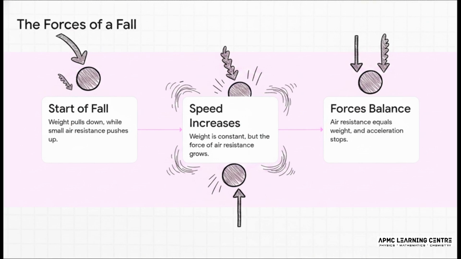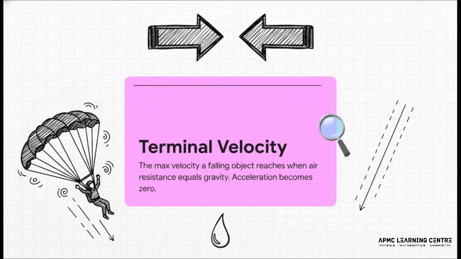Now here's the key. That upward push isn't constant. It gets stronger and stronger the faster the object falls. The downward pull of weight stays the same, but that upward push from the air just keeps growing and growing until the two forces perfectly balance each other out. And that exact moment of balance, that's what we call terminal velocity.